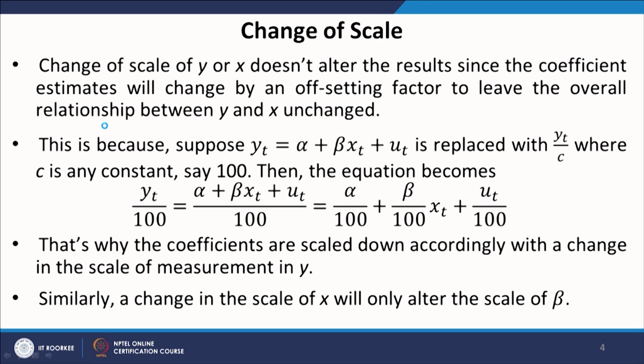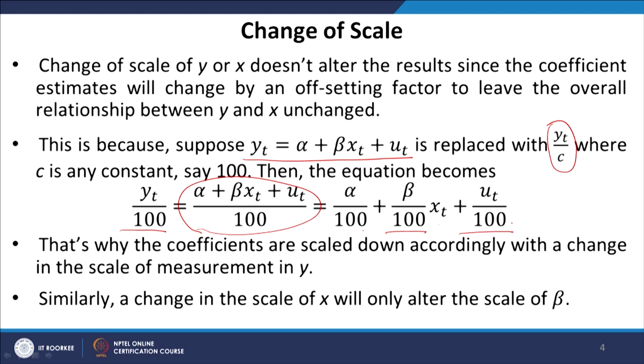So, this is actually explained below. Suppose our original model is y_t equals alpha plus beta x_t plus u_t, and we replace y_t with y_t by c, where c is any constant. So, it can be say 100, it can be 1000, anything or any other number 25, 50. Then the equation becomes y_t upon 100 on the left hand side, and the right hand side is also divided by 100, and then breaking up we have alpha divided by 100, beta divided by 100 multiplied by x_t, and u_t divided by 100.